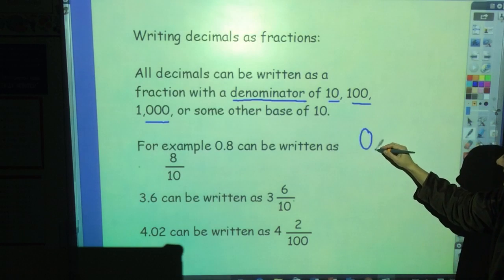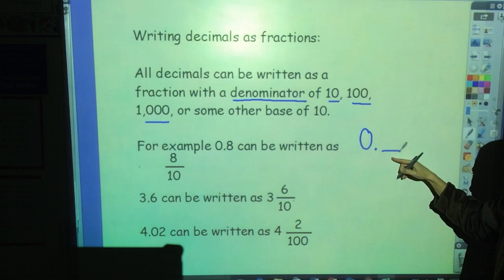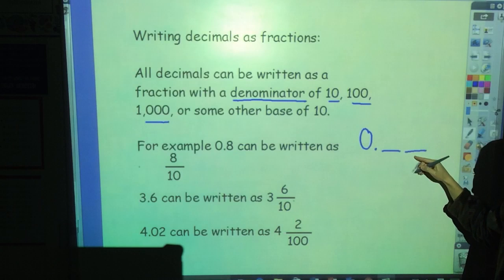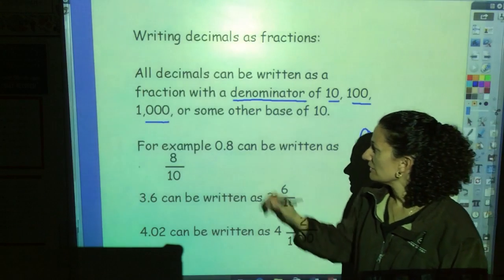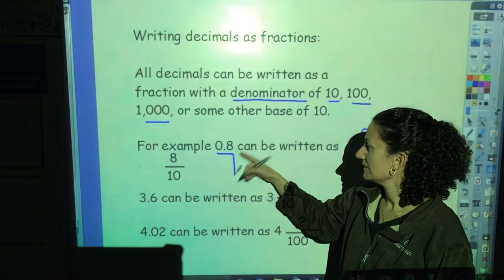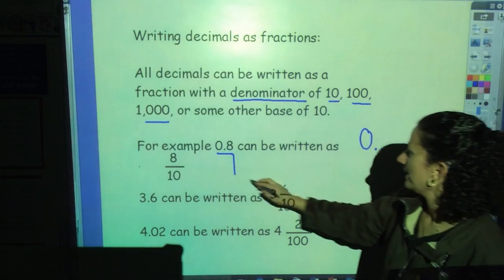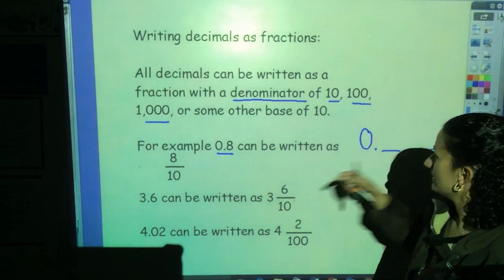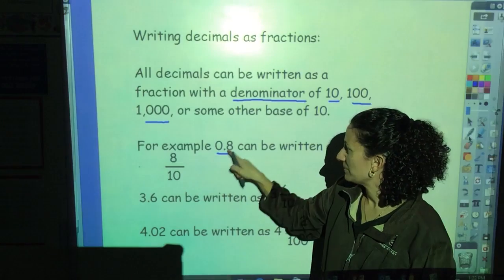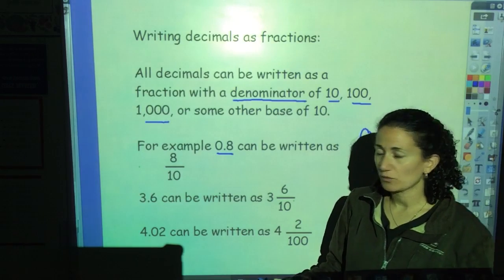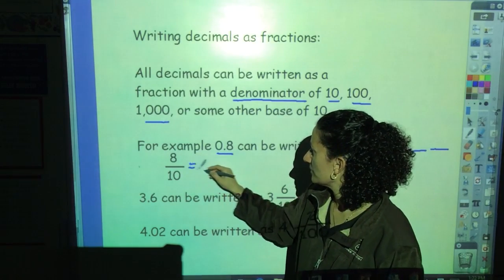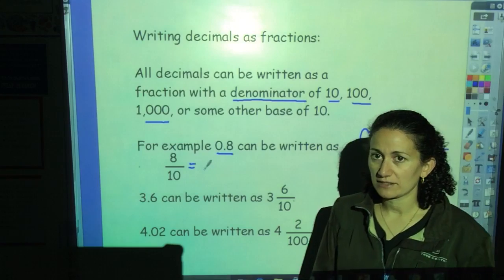If you think about it, this is a tenths place. This is a hundredths place. This is a thousandths place, and on and on. So if we have a number like 0.8, the way we would write that is 8/10, because the 8 is in the tenths place. Now that is not in simplest form. We haven't talked about simplest form yet this year, but I know you've done it in the past.